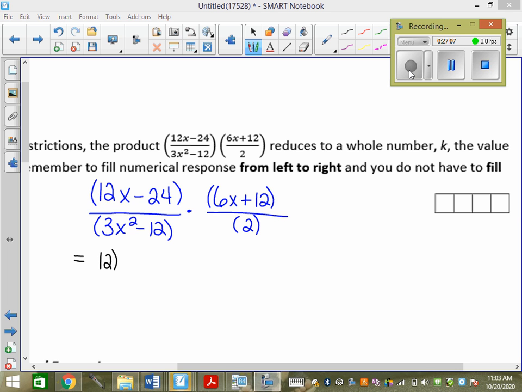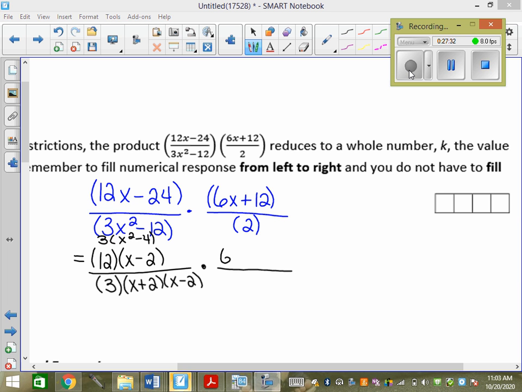What can I take out of the left? A 12, and I'm left with x minus 2. The bottom I can take out a? If I take a 3 out, I'm left with? X squared minus 4. And what's that? X plus 2, X minus 2. So I can get 3. And then the X squared minus 4 turns into an X plus 2, X minus 2. Times, top right. Take out a 6. Left with X plus 2. Bottom? Just a 2.